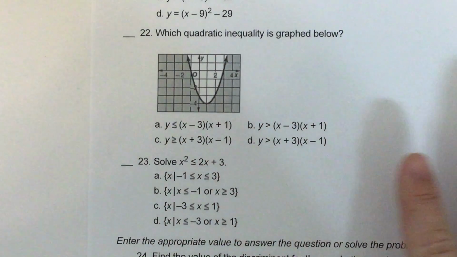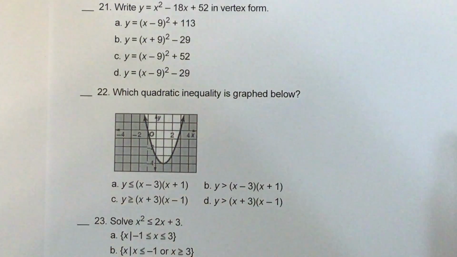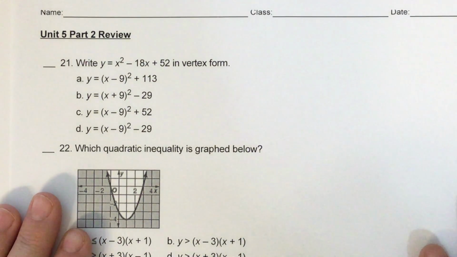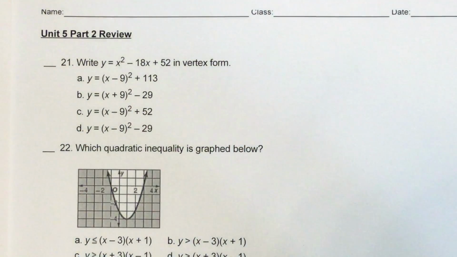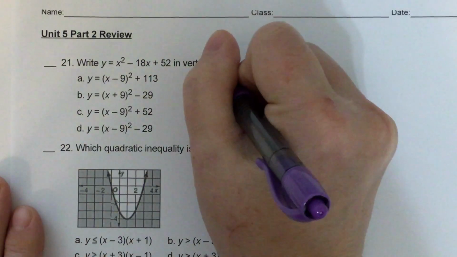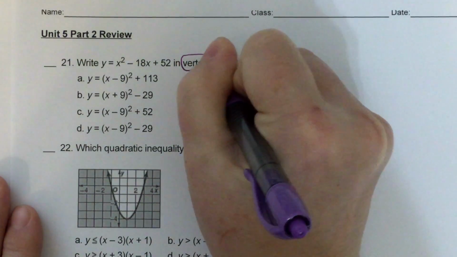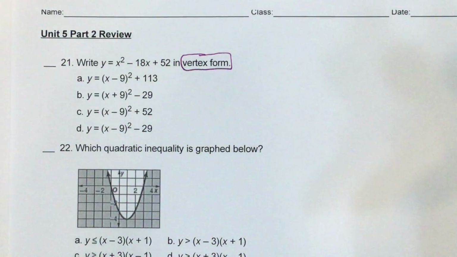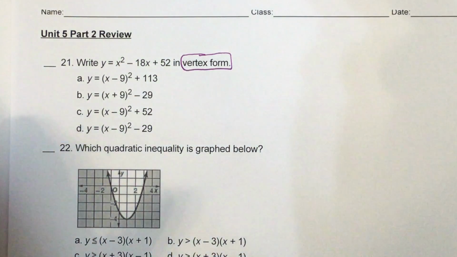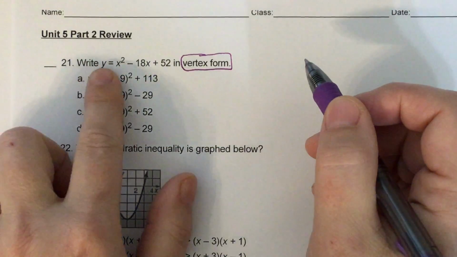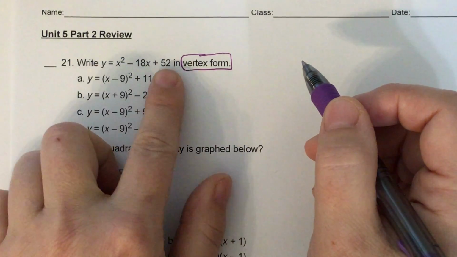Okay, let's keep going. All right, I believe this is the last page. All right, so 21. It wants us to write this in vertex form. Okay, so this was the problem that I did earlier, and I did it 2 different ways. So I'm going to do it the 2 different ways again, just because I'm not sure how you were taught by your teacher.